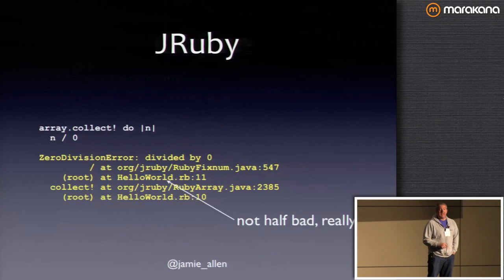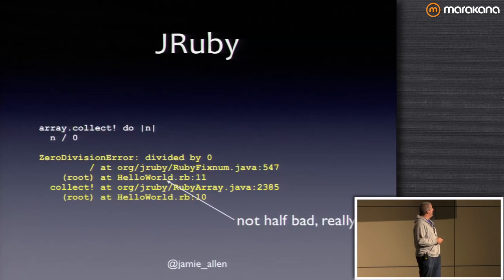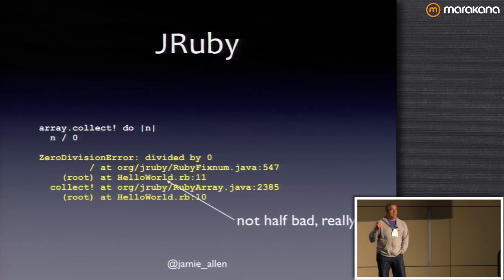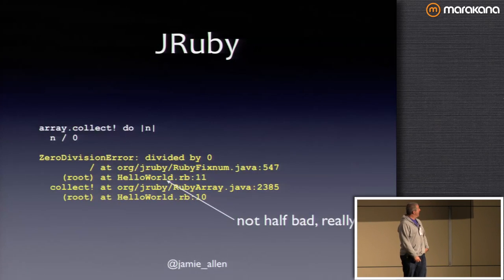JRuby, they didn't do half bad with this, actually. And maybe it's a function of me just doing something silly, that they can say, well, that's an arithmetic exception. We know how to deal with that. Maybe if I did something that was a lot less pedantic, it would have been a much more verbose stack trace. But the line number's correct. That's great. We want that.